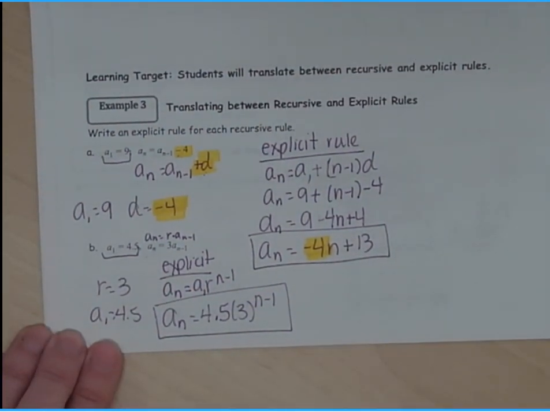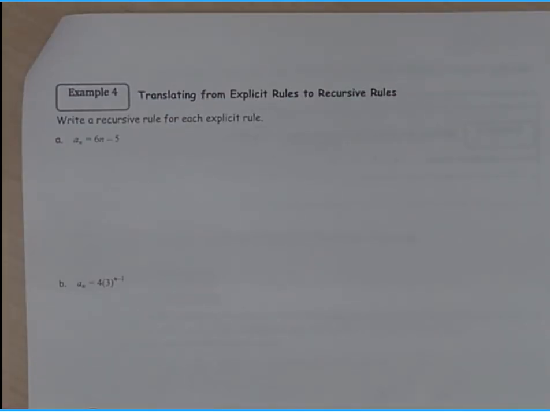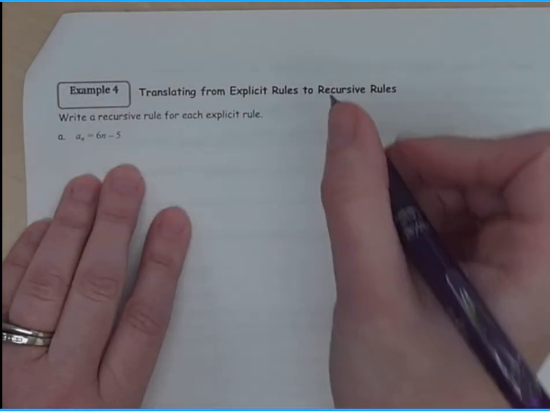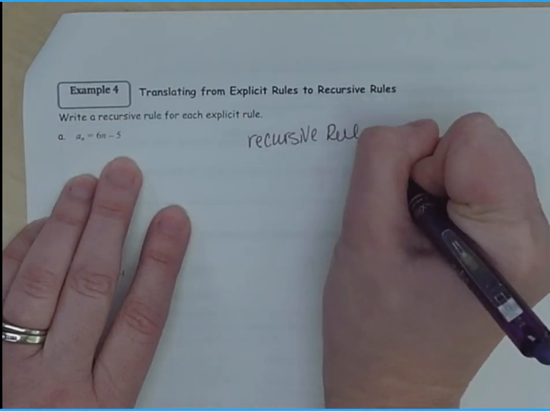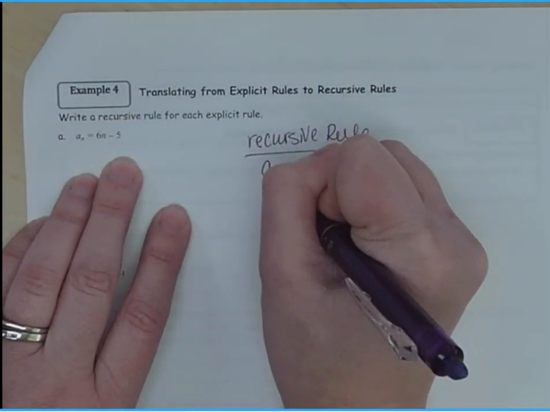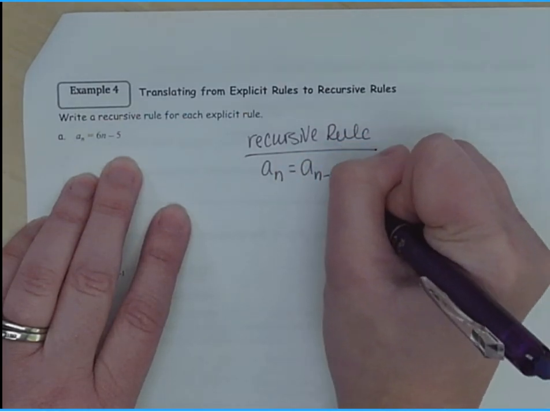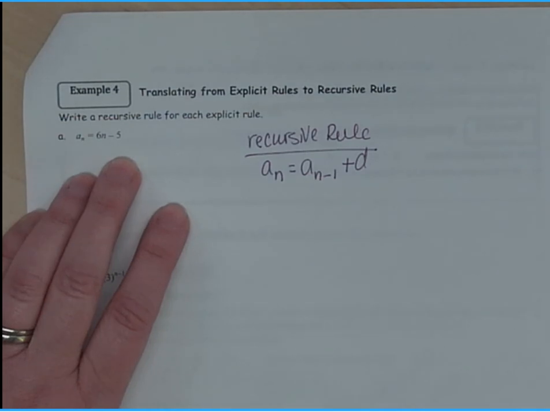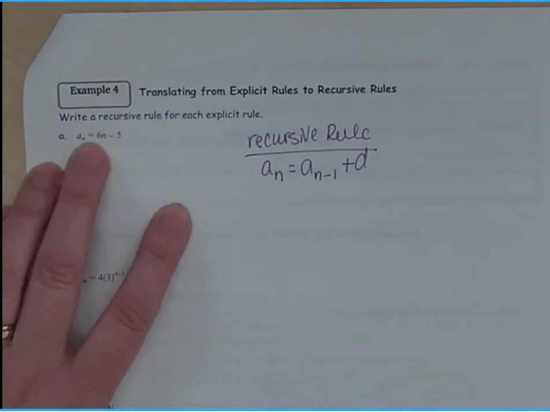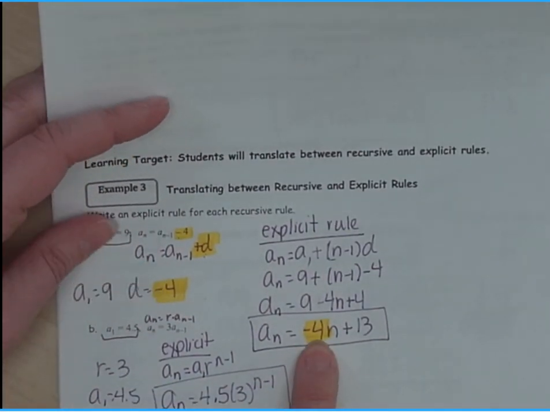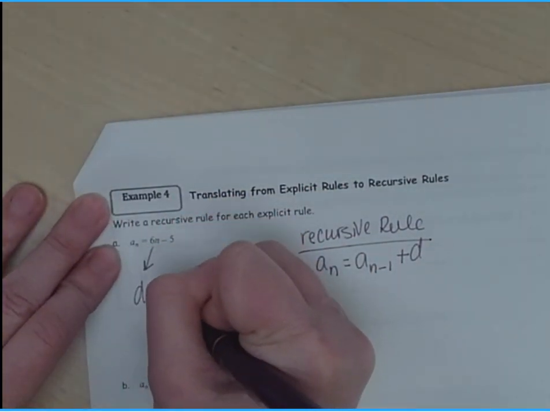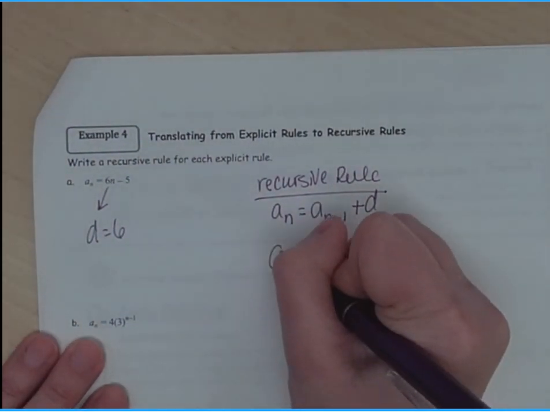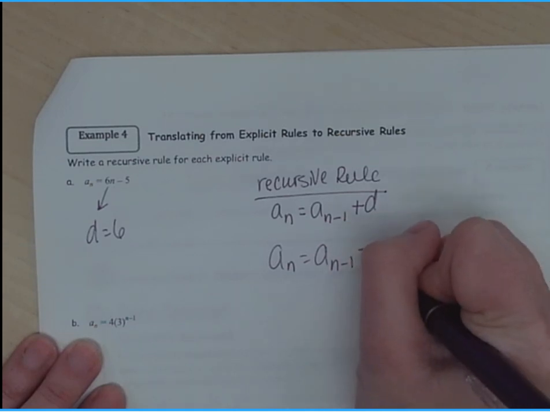All right, let's take a look at the next example here. Okay, so now let's go the other way. We want the recursive rule. So if I want the recursive rule here, let's see, what do I need to know? That's a of n equals a of n minus 1 plus d. Oh, this is not the formula. Oh, wait a minute. Remember, if I go back, there's my d. It's that coefficient. So right here, my d is 6. So I have a of n equals a of n minus 1 plus 6.